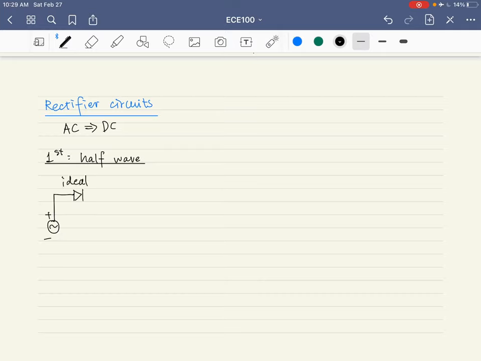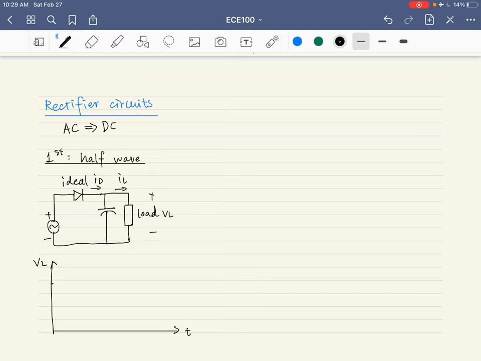Assume that it is an ideal diode and it goes into a load. We have a capacitance parallel to the load. And the VL will look something like this diagram. Ideally, we want the load voltage to be a straight line, right? Because we want it to be DC. But in reality, there are always some AC components in the VL. It is not ideal, and we call it a ripple.